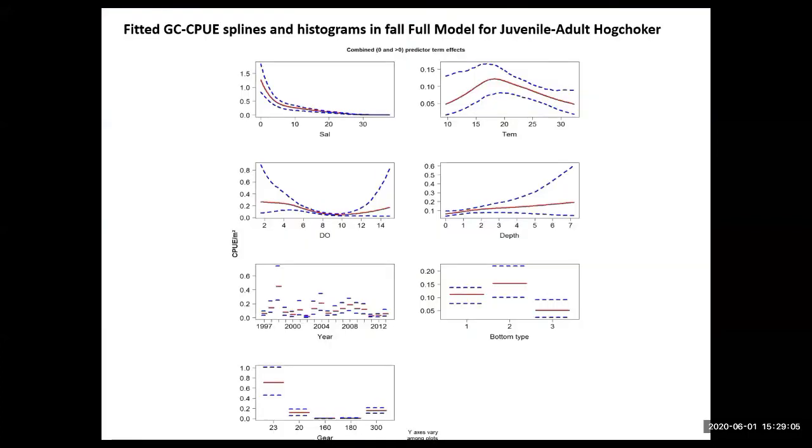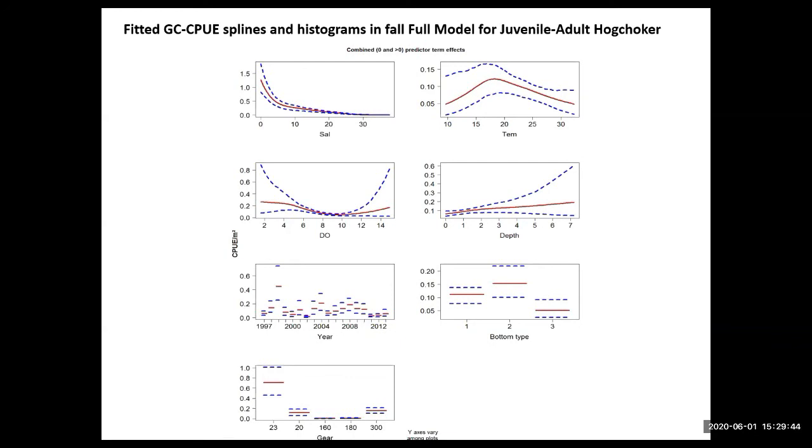So this is an example of some of the fitted splines after the positive CPUEs and the frequency of occurrence splines were combined. These are gear-corrected CPUE splines and histograms for juvenile to adult hogchoker based on the full model. You can see, in terms of salinity on the top left-hand graph, there's a marked preference for low salinities, less than 5 parts per thousand.